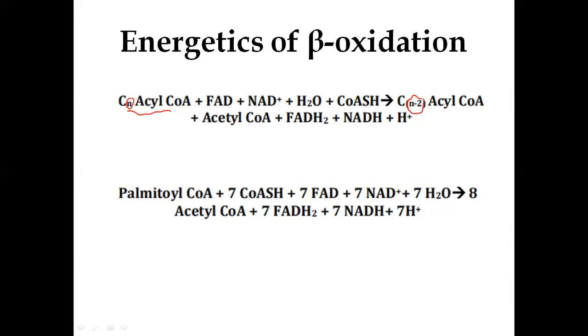Cn minus 2. It loses 2-carbon acetyl CoA, and the newly formed acyl CoA will have 2 carbons fewer than the earlier acyl CoA. Along with that, there is removal of the 2-carbon compound, that is acetyl CoA, and FAD will be converted into FADH2, and NAD will be converted into NADH2. So this is the overall reaction of the beta oxidation.